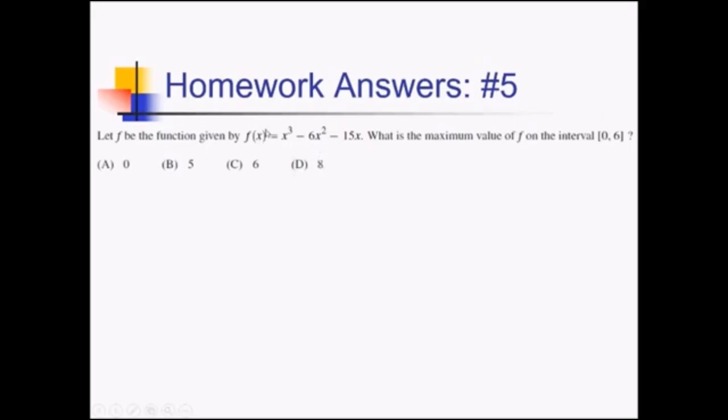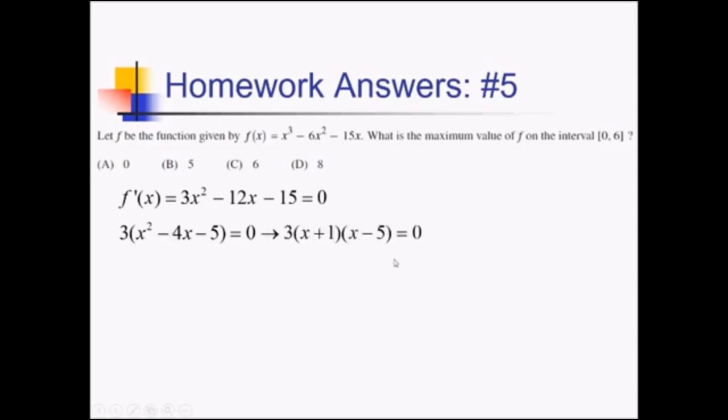So f prime, that's going to be 3x squared minus 12x minus 15. And we're going to set this thing equal to 0 and solve for x now. So we can start by factoring a 3 out of this. That'll be x squared minus 4x minus 5. And then if we factor this a little bit further, things that multiply to negative 5 and add up to negative 4, that would be 1 and negative 5. So that means that x equals negative 1 and positive 5 are options here.